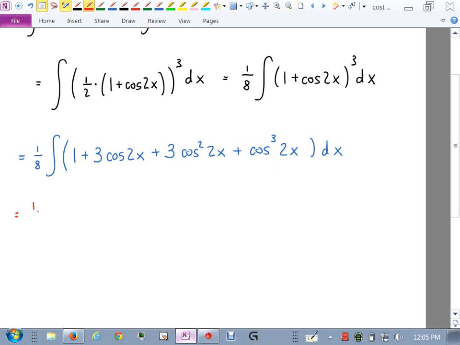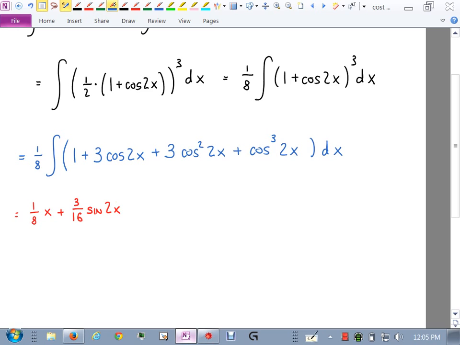So how about this? 1/8 x. In red is me already integrating, okay? The antiderivative of 1 is x, but then I put the 1/8 in front of it. The antiderivative of cosine 2x, we said was 1/2 sine 2x, times 3, so 3/2 sine 2x, times 1/8, so 3/16. So plus 3/16 sine 2x.